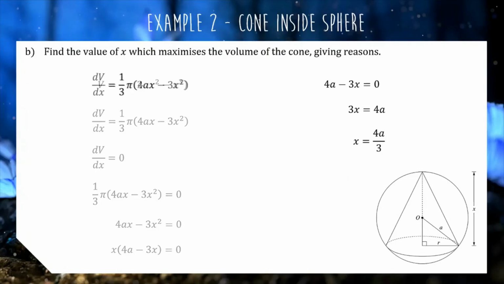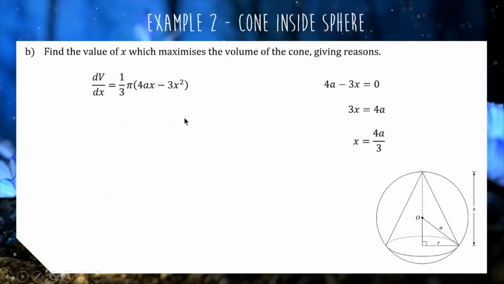So we will go back to our original function and differentiate again. Once again, you can ignore the 1/3 pi, leave it there, and just work with the x's inside. So the second derivative is 1/3 pi out the front, 4ax turns into 4a, and the 3x squared becomes minus 6x. Now once again, we're going to sub our value of x equals 4a on 3 into here, and hopefully we should get a positive or negative. Let's have a look.